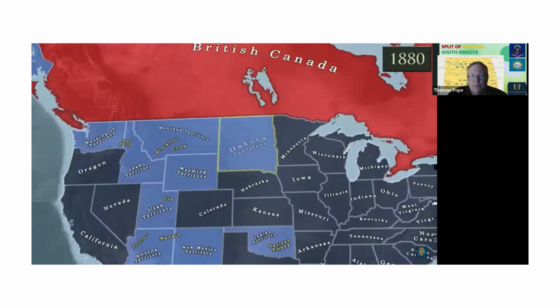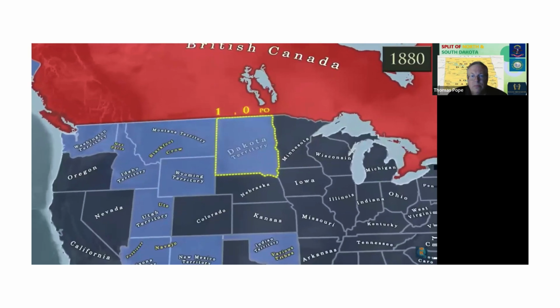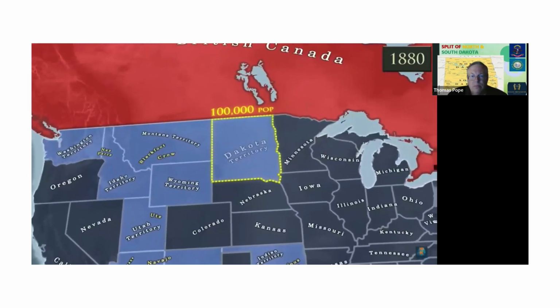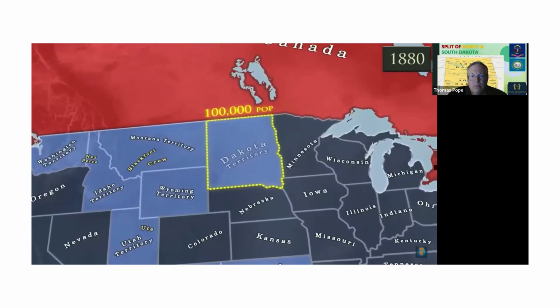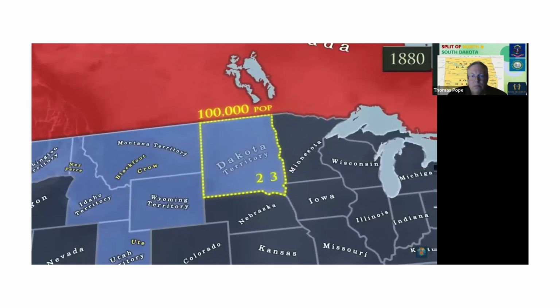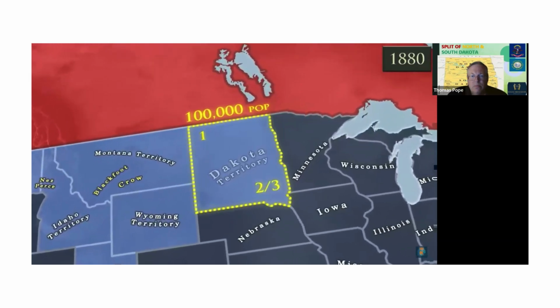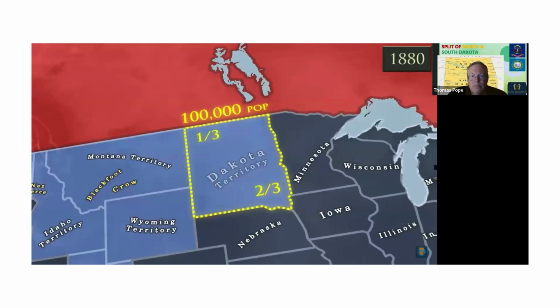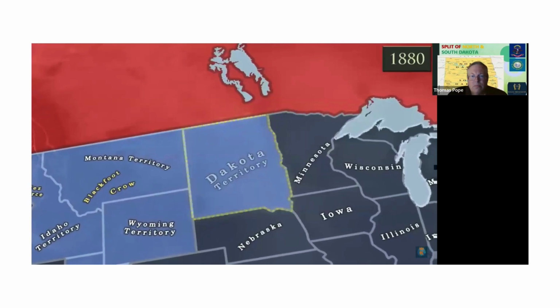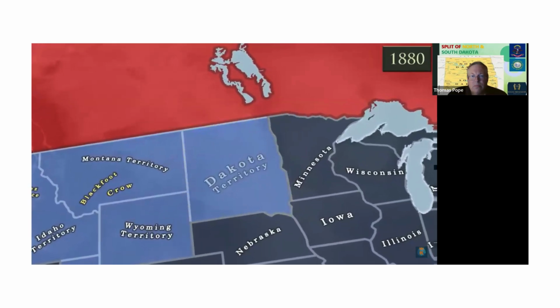By 1880, the Dakota Territory had around 100,000 people, but a clear divide was emerging. About 2/3 of those people lived in the south, and less than half as many lived in the north. The culture and economy of these two Dakotas was sharply different.